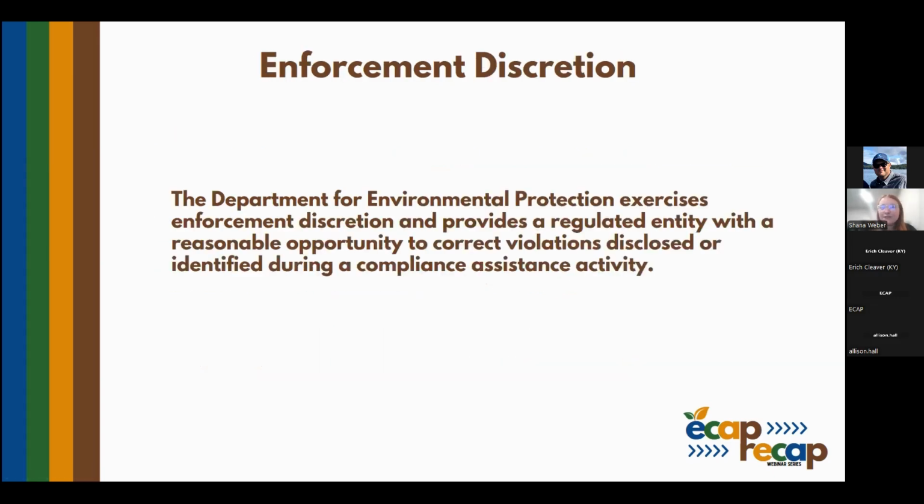So I have mentioned a few times now that our services are free and confidential, and we do not report on potential violations outside of a few exceptions. The Department for Environmental Protection did create an enforcement discretion policy for the Environmental Compliance Assistance Program that you can see on the screen. The important part of this discretion is that facilities that work with us are given a reasonable opportunity to correct violations before they are brought to any regulatory agencies.